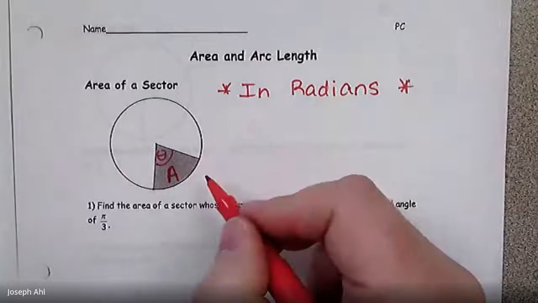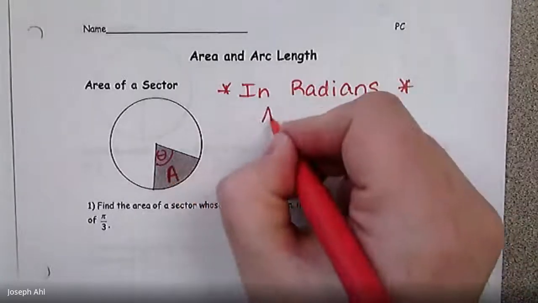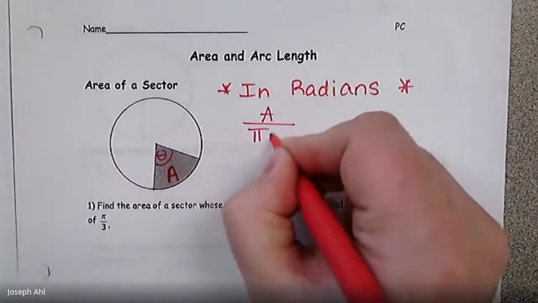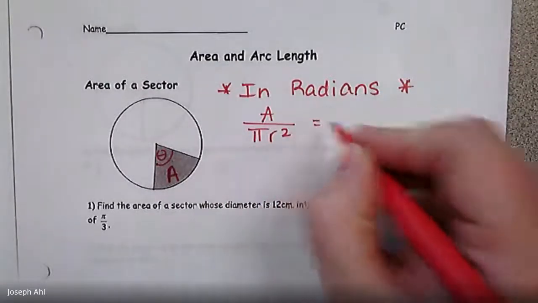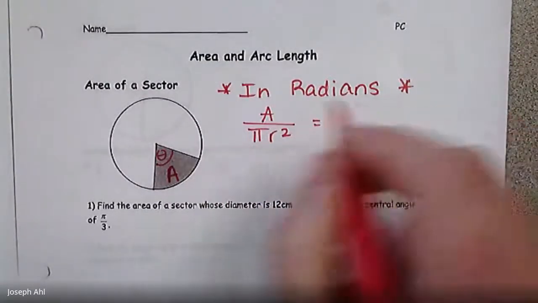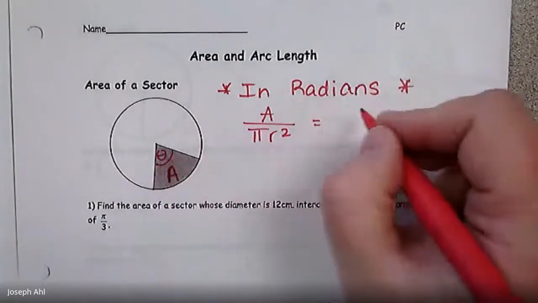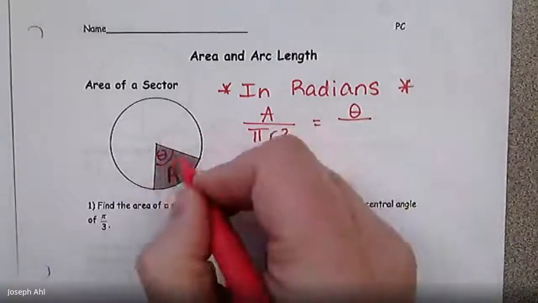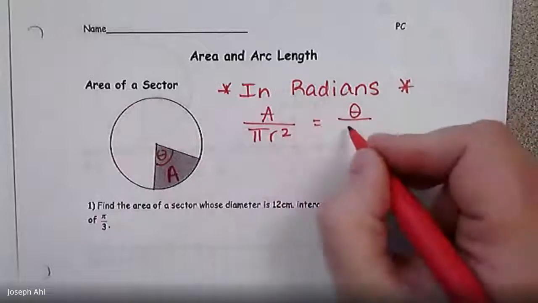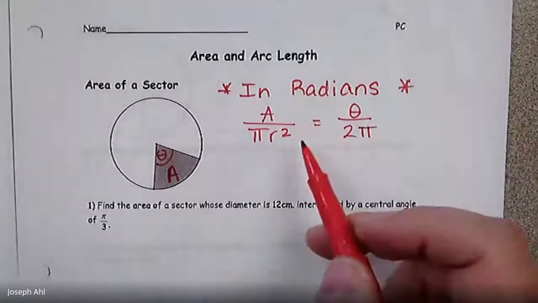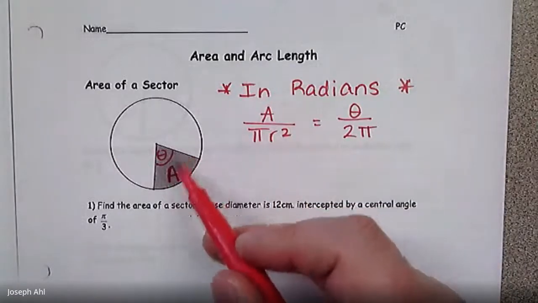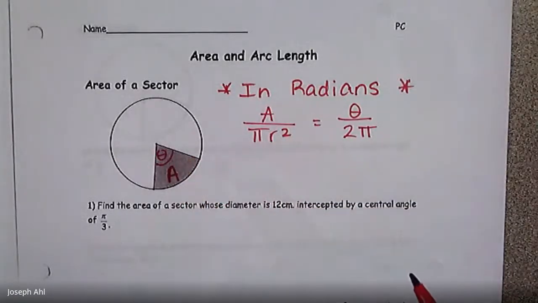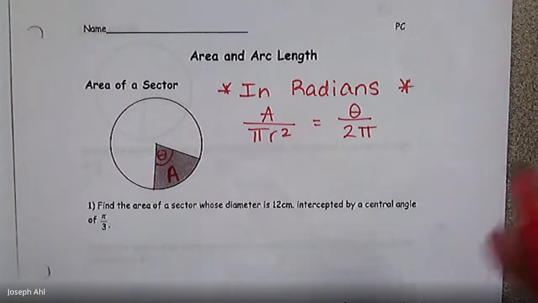But in radians, I'm going to compare the area of that section that I've labeled A to the entire area of the circle, pi r squared. And what that would then result in is if I compare the central angle theta here to the entire number of radians in a circle, which is 2 pi, we can use this proportion right here to solve for A, which is that shaded area. And that's going to give me the formula that we'll use for area of a sector.